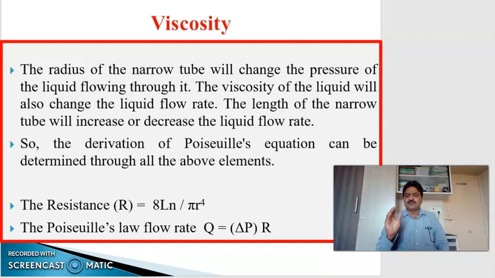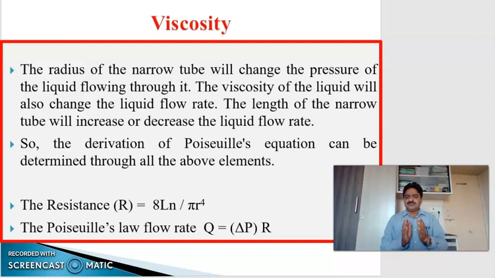The radius of the narrow tube will change the pressure of the liquid flowing through it. Pressure of the flow of liquid depends upon the radius. Radius changes, then what happens? Pressure of the liquid also varies. The viscosity of the liquid will also change the liquid flow rate. Liquid flow rate depends upon viscosity also, not only the radius.